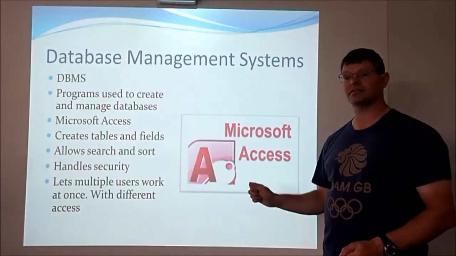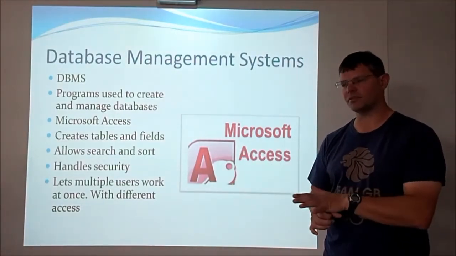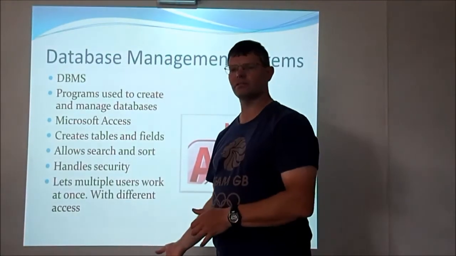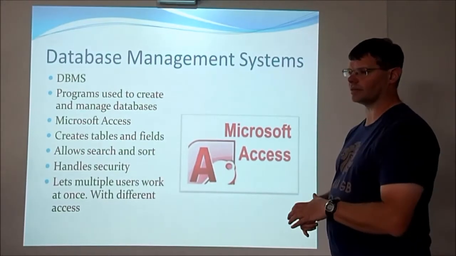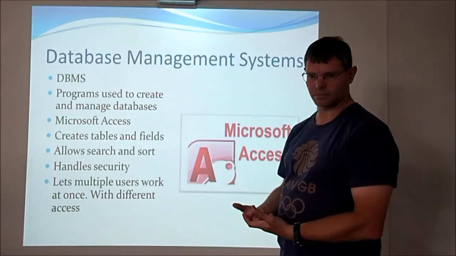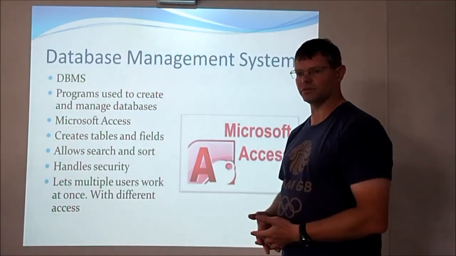They might be working on different access levels, so some of them will be able to look at some bits, some of them won't be able to look at other bits. You can set that up yourself. But you can have more than one person working on a database at once. It's doable, because whenever you add a new thing, a new record, it automatically saves it. It doesn't wait until you've added all the records and then click save. It does it for you straight away.